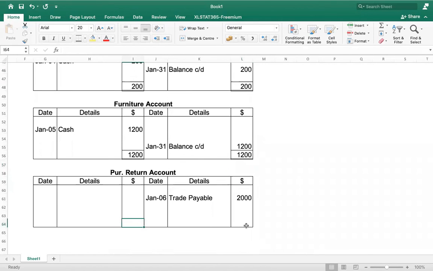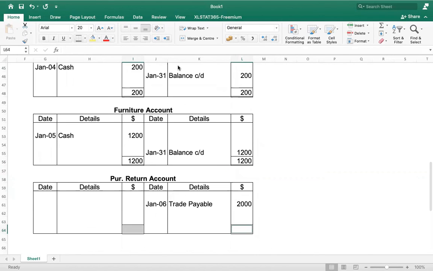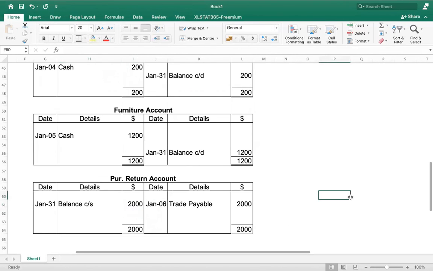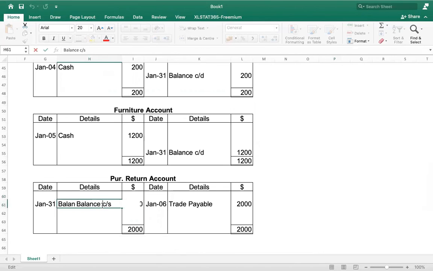Now purchase return, which side total is more? Credit side is more, so it will be known as credit balance, and we are going to write it on the debit side, right? So I will write here Jan 31st, balance carried down. How much? 2,000. Agree? Carried down.